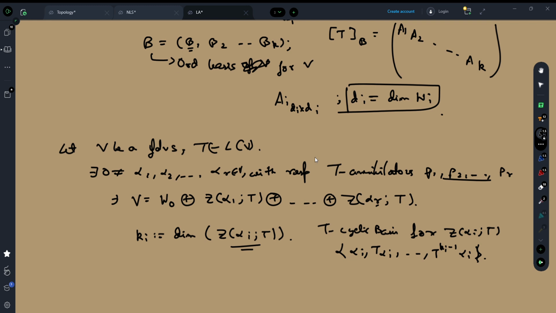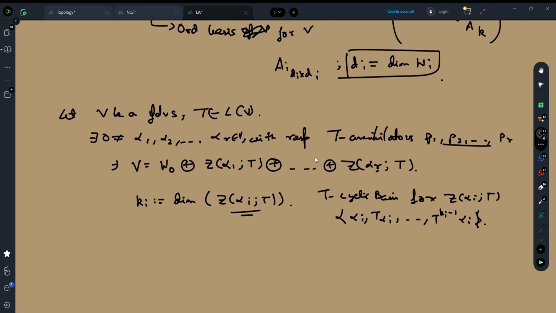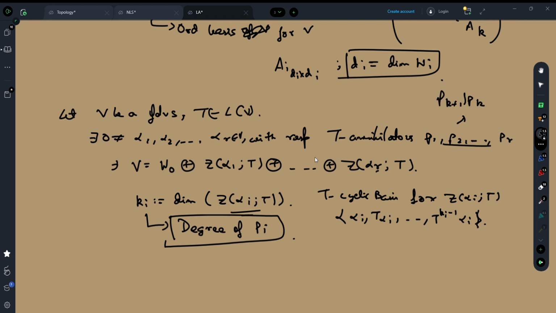This is pretty trivial. One more thing which we can observe, because Pi, by definition of a T annihilator, is the least degree monic polynomial such that it annihilates the vector alpha i. So what should be ki? ki is basically the degree of Pi. Recall one more fact from the cyclic decomposition theorem which I missed, that is that P(k+1) should divide Pk. Yeah, this was an important fact of the cyclic decomposition theorem. I missed it.